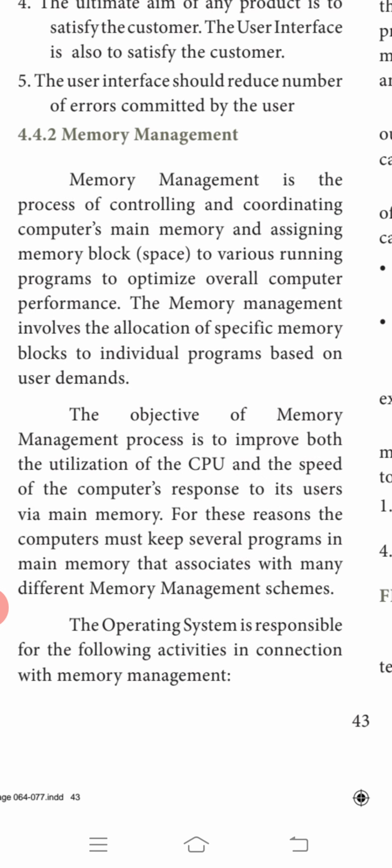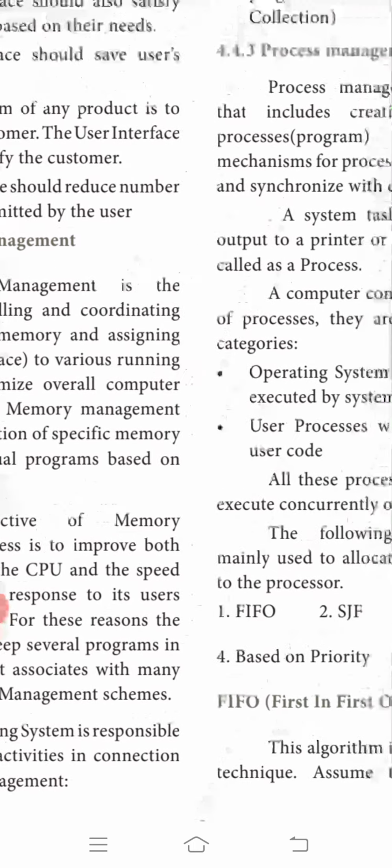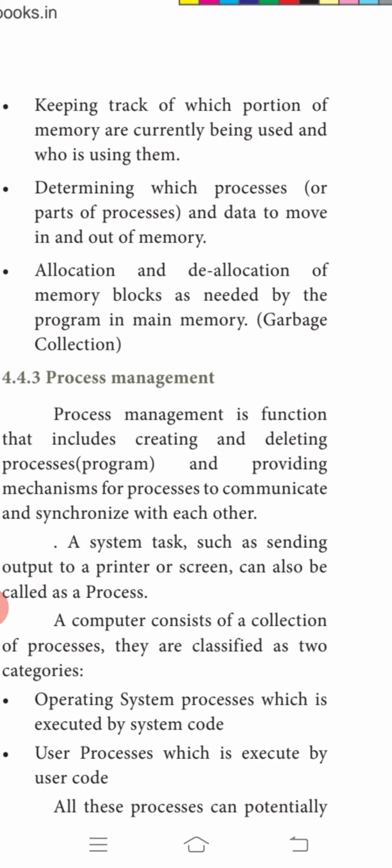The objective of the memory management process is to improve both the utilization of the CPU and the speed of the computer's response to its users via main memory. For this reason, the computer must keep several programs in main memory, associated with many different memory management schemes. According to CPU utilization and the speed of the computer's response, we can manage the main memory. Then we can see some points in memory management.